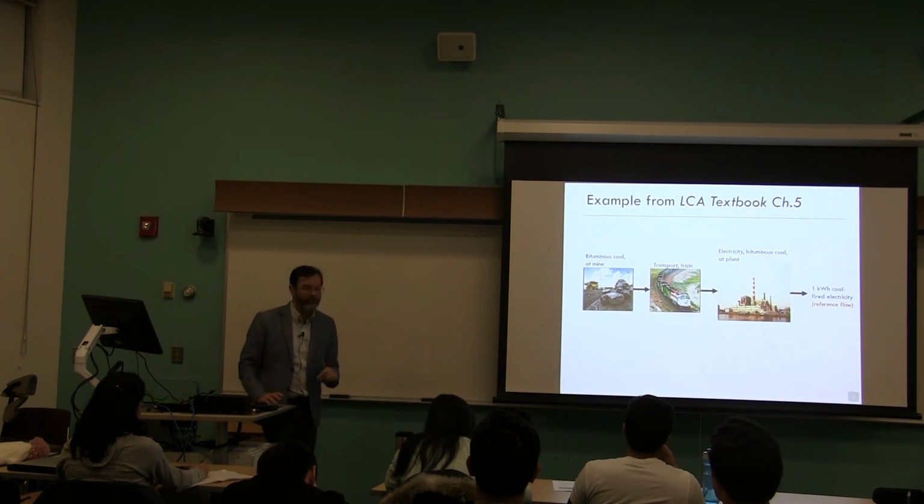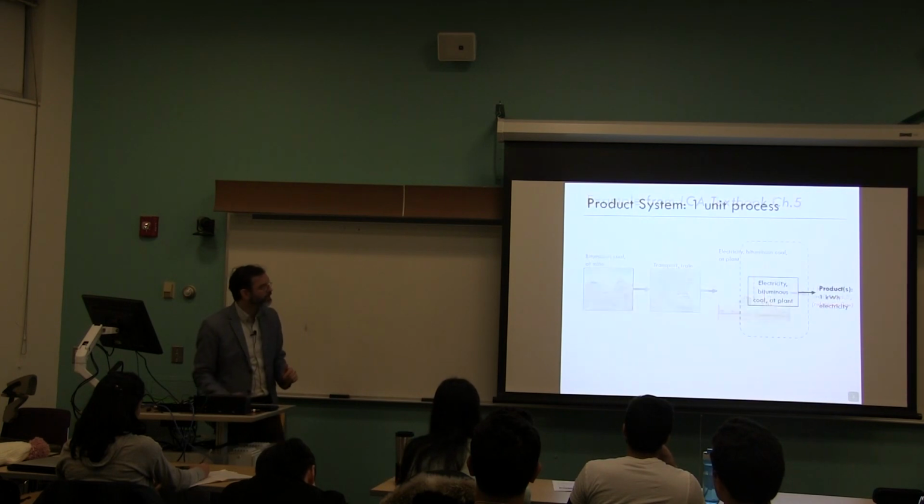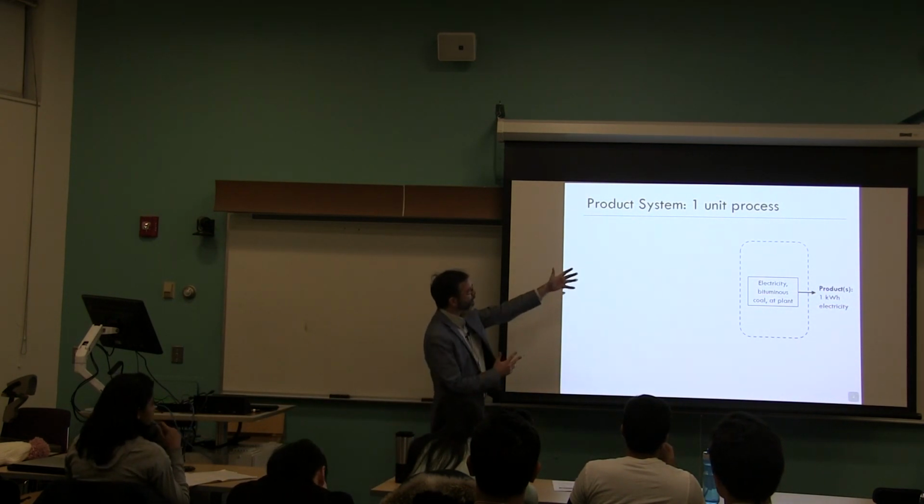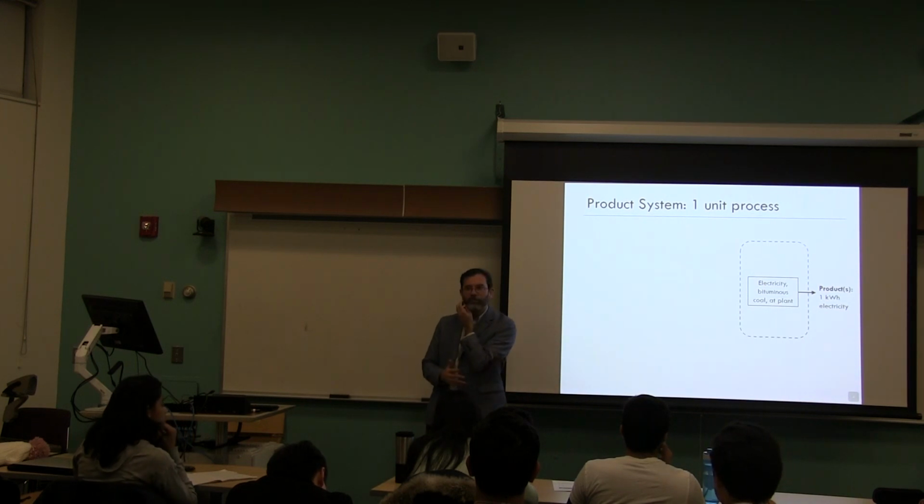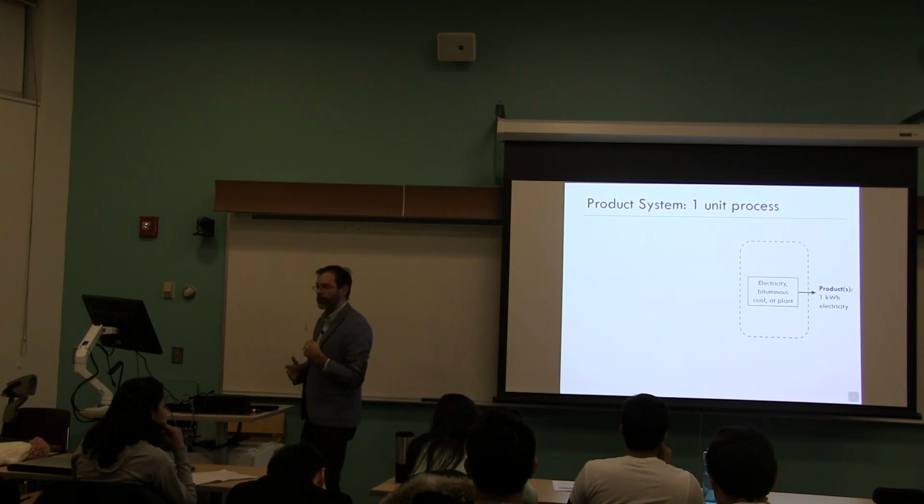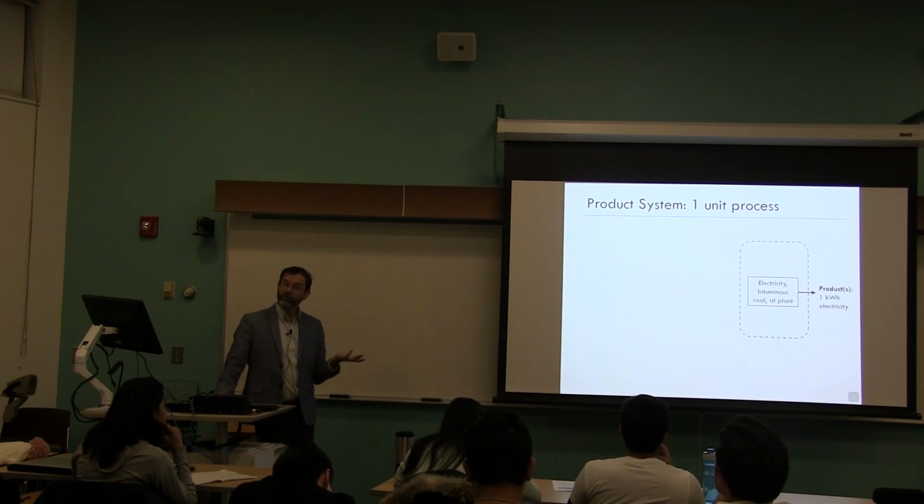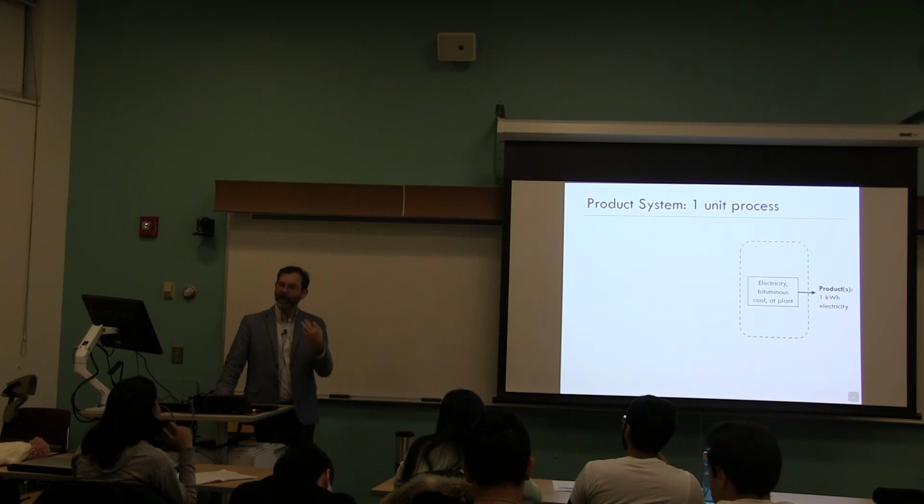Right, so that's the overall schematic. Let's break it down in a more abstract way. So I'm going to draw this dotted line around each process. Okay? So here I have my electricity process, and I can go to a power plant and collect primary data.